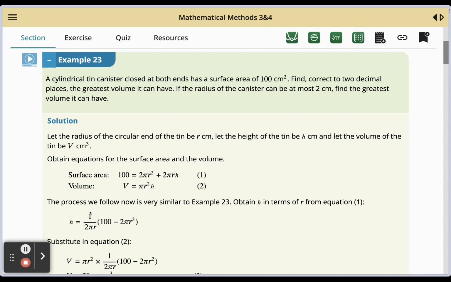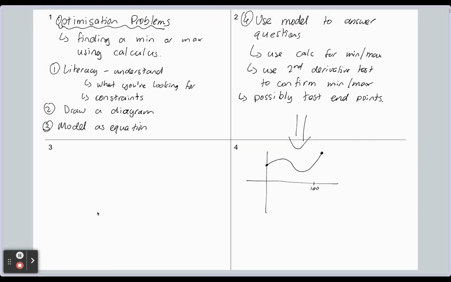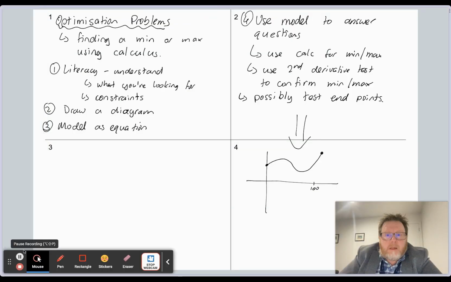Find the greatest volume it can have. Okay, so there's two things we need to find: the greatest volume possible, and then, with an extra constraint of 2 centimeters for the radius, what the greatest volume would be under those circumstances. So let's go about solving this. Sorry, I didn't mean to sketch it, I meant to solve it.